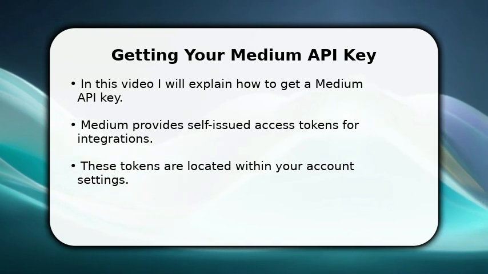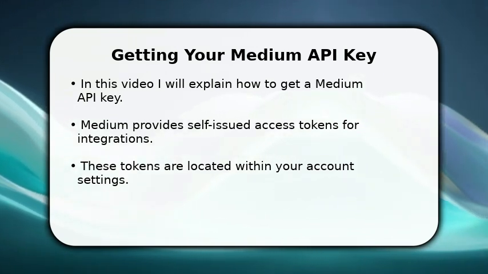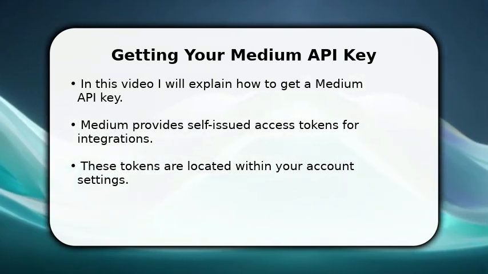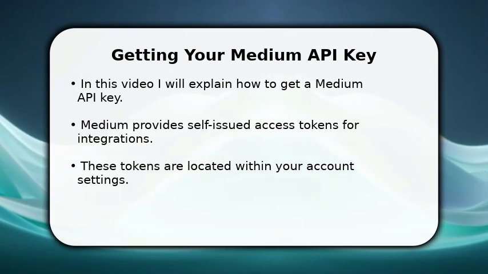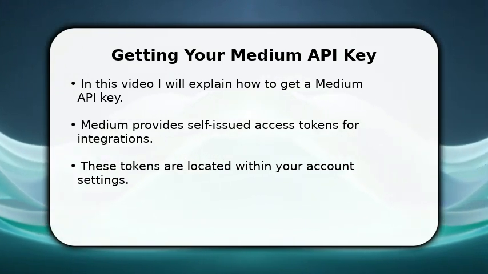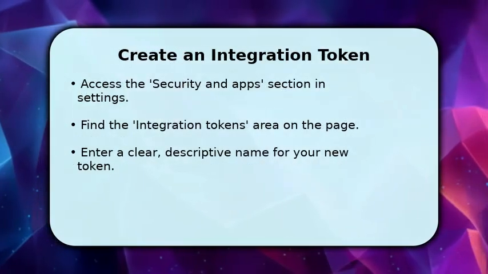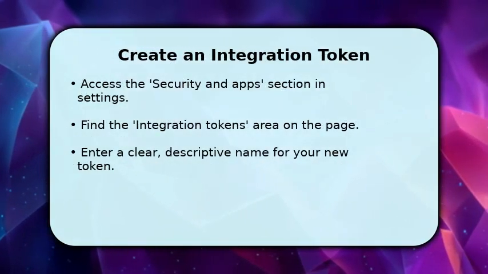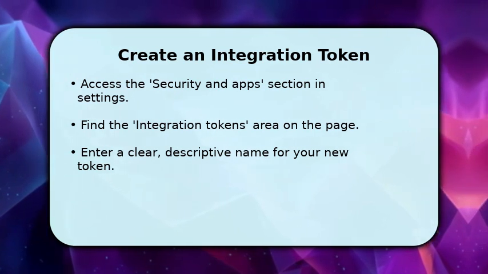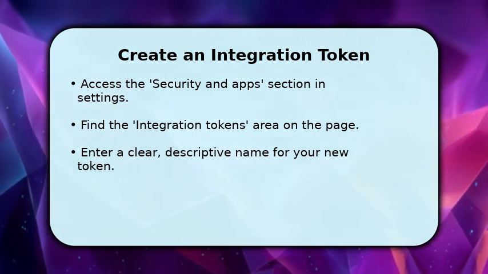To begin, you will need to log into your Medium account and navigate to your personal settings. This is where we will find the option to generate your unique access token. Once you are in your Medium settings, look for the Security and Apps section. Within this area, you will find a dedicated part labeled Integration Tokens.